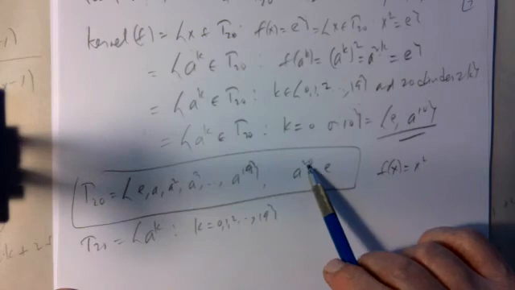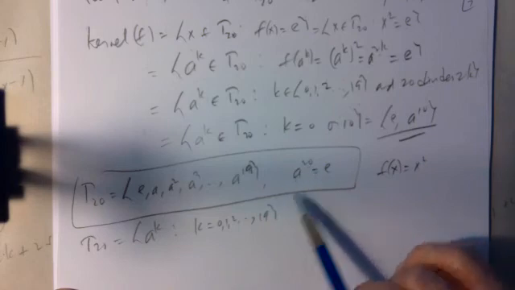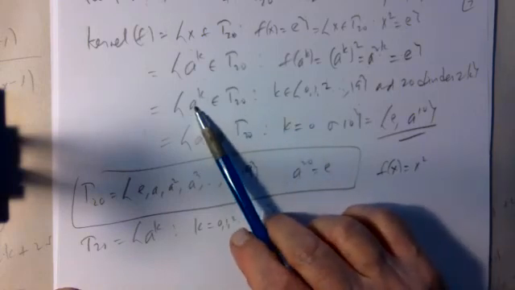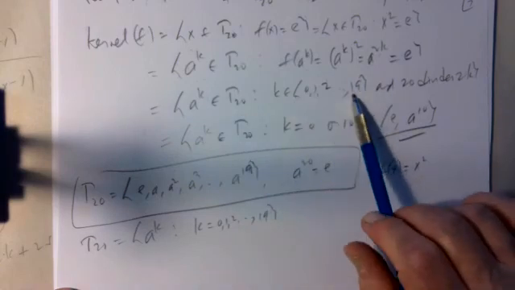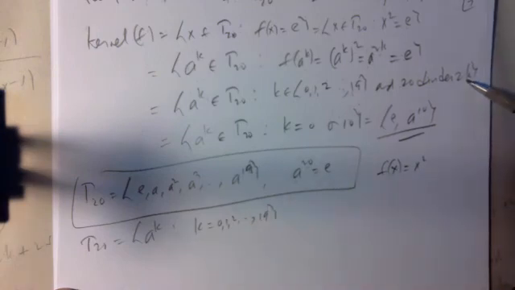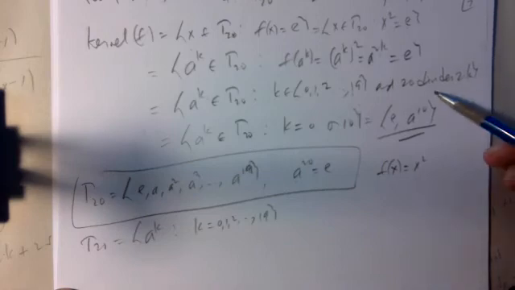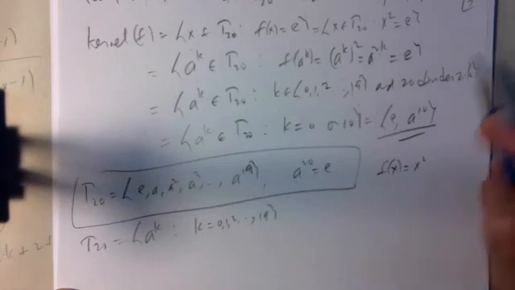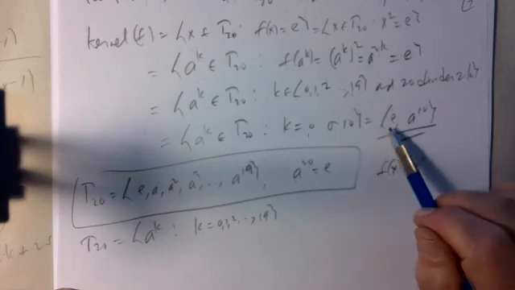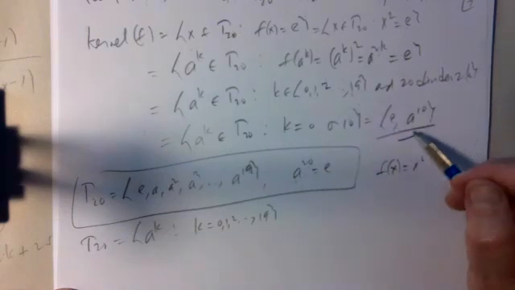A to the 20th, 20 is the smallest positive integer such that a to that integer is the identity. So we want to find all a to the k, where k is between 0 and 19, such that 20 divides 2k. And that only happens when k is 0, because 20 divides 0, and when k equals 10, because 20 divides 20. So there are 2 elements in the kernel for k equals 0 and 10. A to the 0, which is the identity, and a to the 10th.